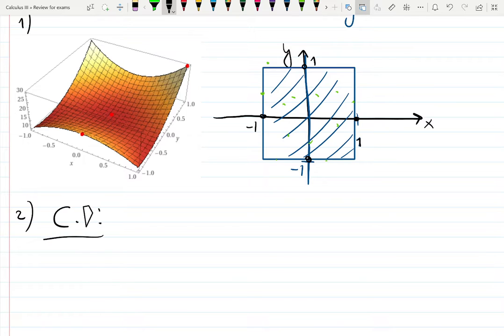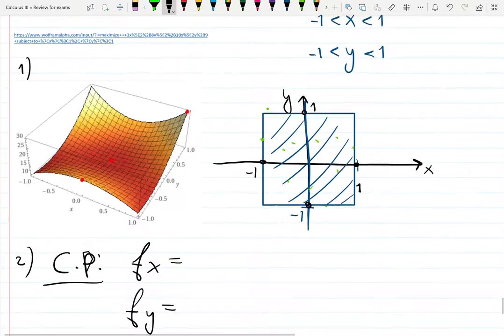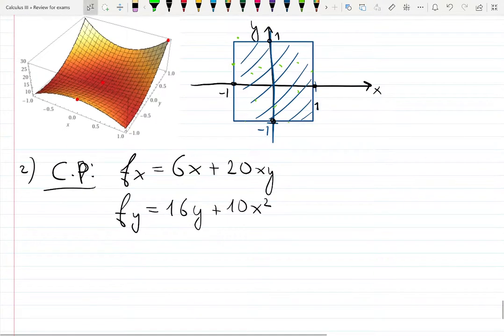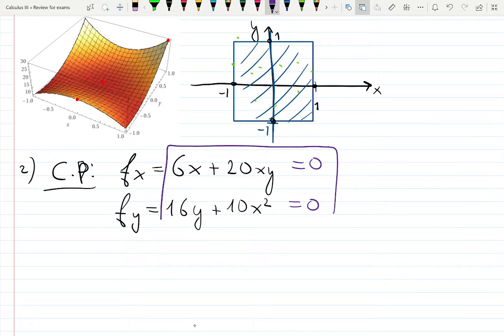To get critical points first, which might occur between those borders, you need to find partial derivatives with respect to x and with respect to y. With respect to x, it's going to be 6x plus 20xy. With respect to y, it will be 16y plus 10x squared. Now you know what to do. Set each equal to 0. Solve this system in any way you know how to do that.